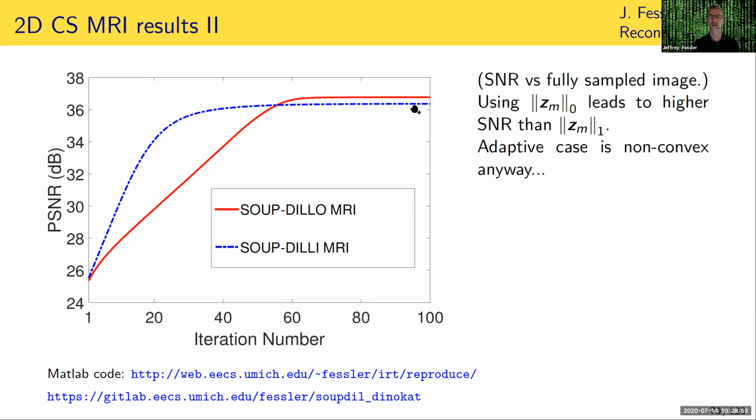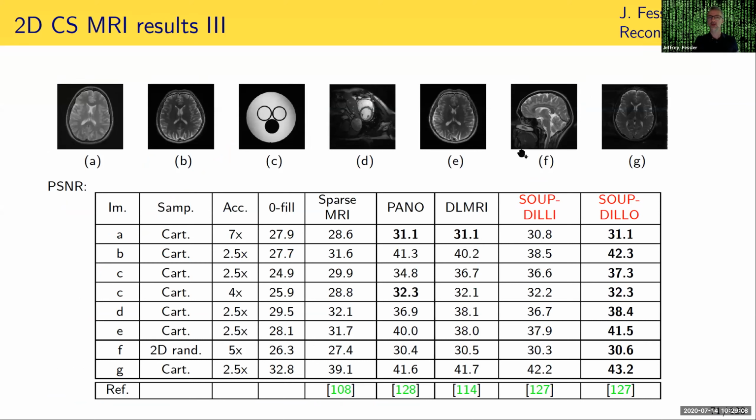And this difference, a 1 dB or whatever difference, can be useful actually in MRI, or probably other problems as well. There's code for reproducing this if you're interested. And since the 0 norm gets better results and the problem's non-convex anyway, everything I'm going to show you is pretty much with the 0 norm.